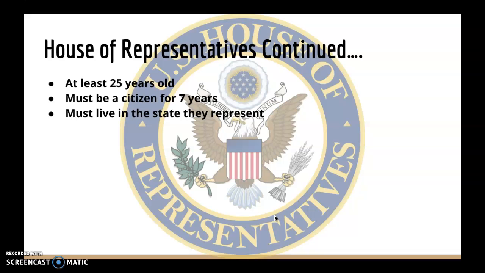Moving on, to be a member of the House of Representatives, you must be at least 25 years old. You have to be a United States citizen for at least 7 years, and then you must be living in the state that you represent. You cannot come from New York or Hawaii and say, I want to be a member of the House of Representatives for South Carolina, because you do not live here.